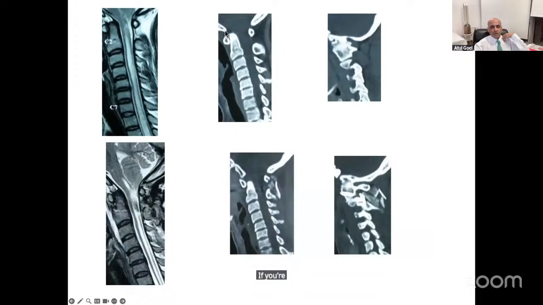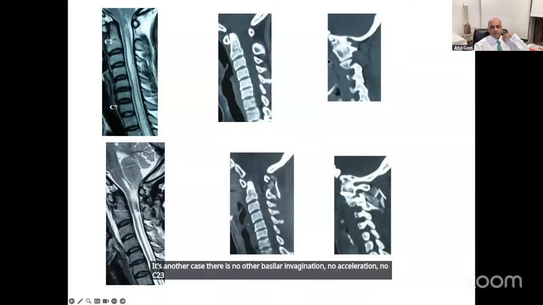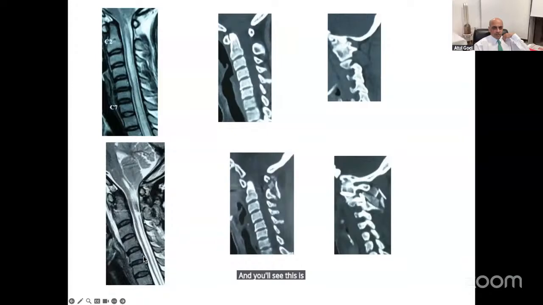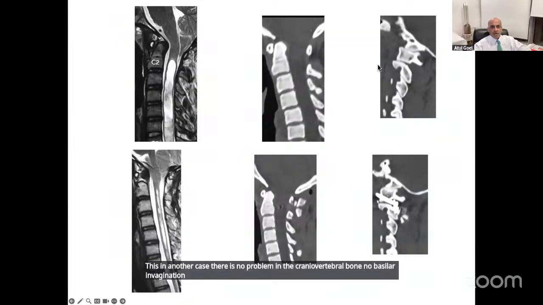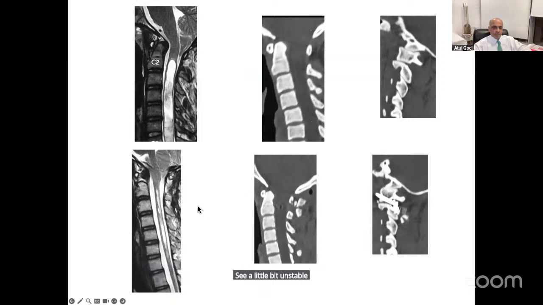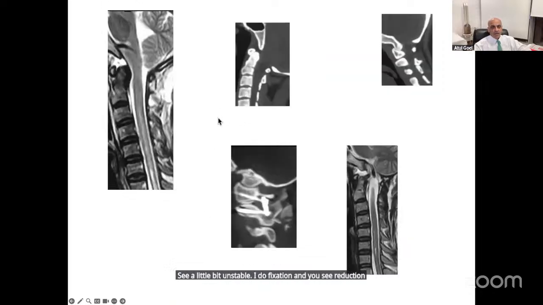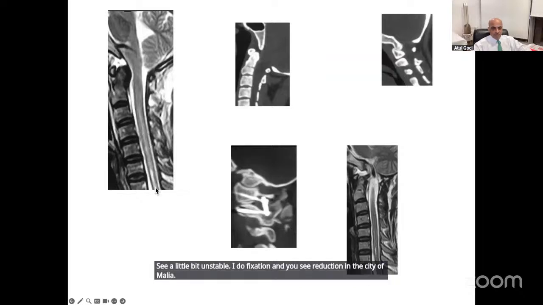This is another case. There is no basilar invagination, no assimilation, no C2-3 fusion, nothing of that kind. And you see, this is the reduction in the syrinx, and this is the treatment. This is another case. There is no problem in the craniovertebral bone, no basilar invagination, Chiari, syringomyelia. See, little bit unstable. I do fixation, and you see reduction in the syringomyelia. This is another case. There is a little bit of syrinx. This is postoperative, syrinx has reduced.